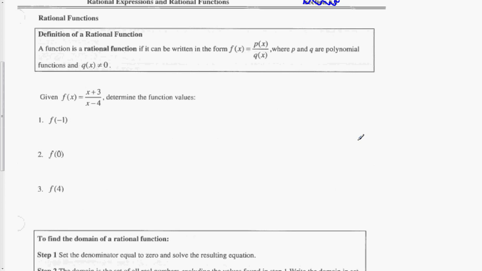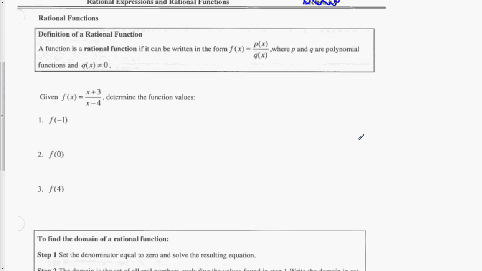So let's talk about what a rational function is. What a rational function means is that it's just a function that can be written as a fraction. So rational functions and fractions are pretty much the same thing. Remember that in a fraction, it is a no-no to have 0 in the denominator. So we're going to make sure that we don't have 0 in the denominator. We're going to talk more about that a little bit later. But right now, let's determine some values.